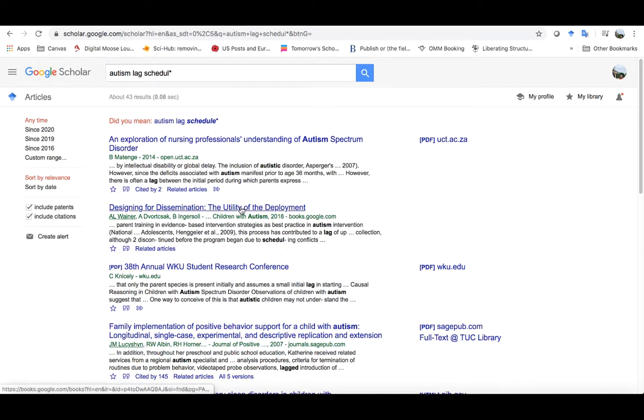S-C-H-E-D-U-L. So those are the three most common ones that I find are most useful when searching for the research. So again, it's the quotation marks if you're looking to have words together, the minus sign if you're looking to exclude certain terms or certain words, and the asterisk if you're looking for versions of a particular item. So that's another little tip to help you with your searching of the literature, regardless of what database you're looking in.